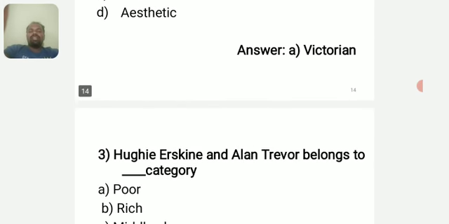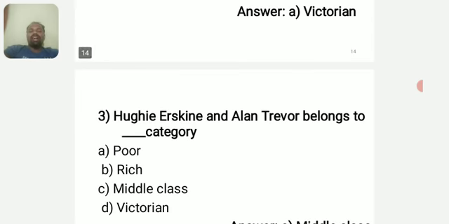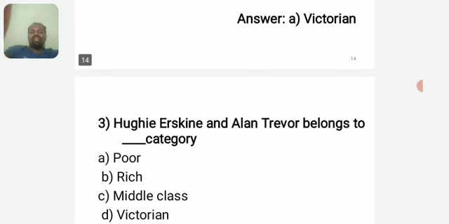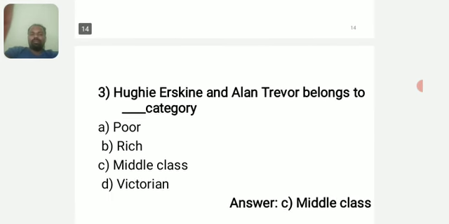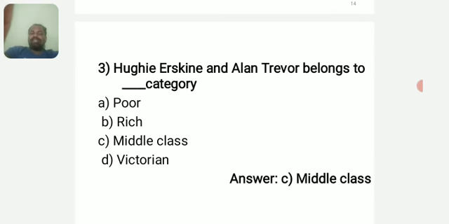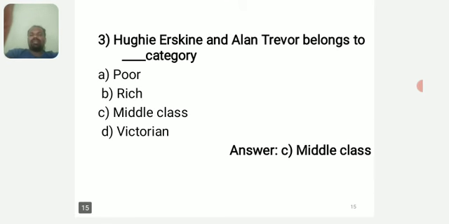And here is your third question. It is also a fill in the blanks. Huggy Erskine and Alan Trevor belong to dash category. Which category do they belong to? Poor, rich, middle class, Victorian. Huggy and Alan Trevor are close friends and they belong to the middle class. Option C is the right answer.